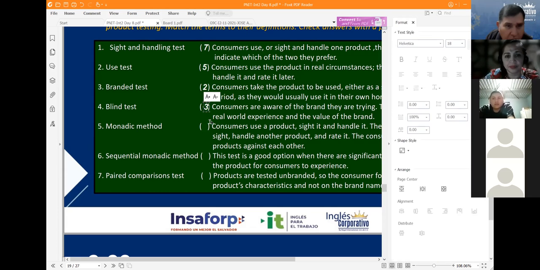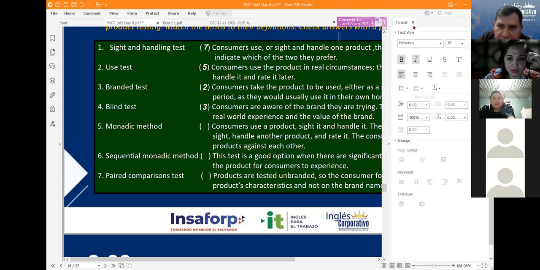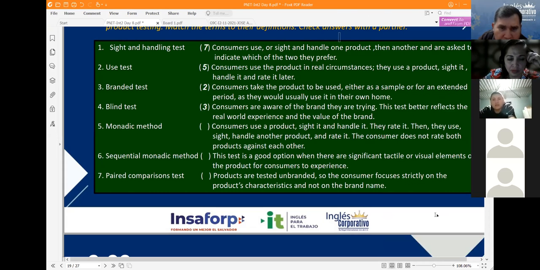Branded test. Okie dokie, very good. Great. Consumers use a product, sight it and handle it. They rate it. Then they use, sight, handle another product and rate it. The consumer does not rate both products against each other. They do it one after the other in sequence. Sequential monadic method. Sequential monadic, exactly. That's the one.